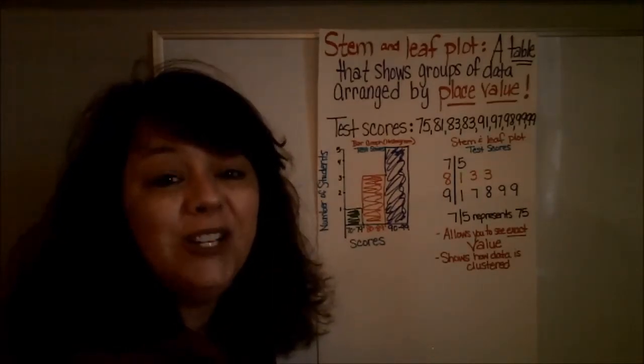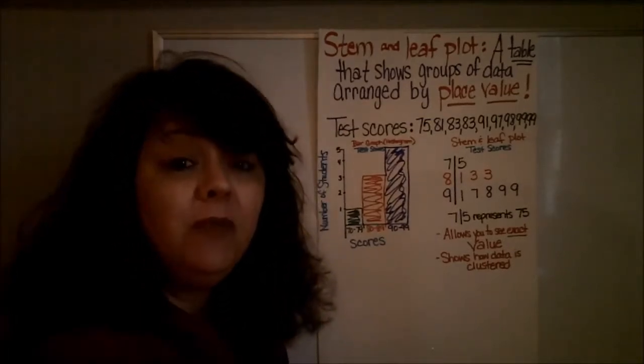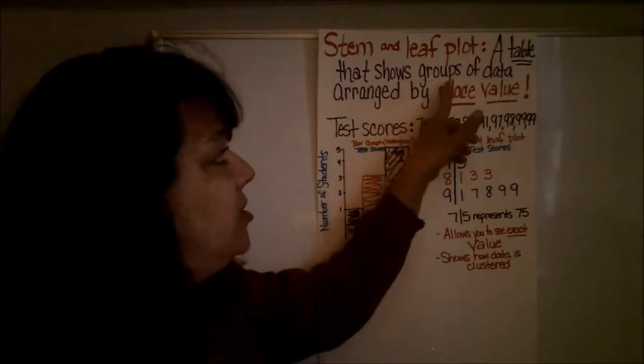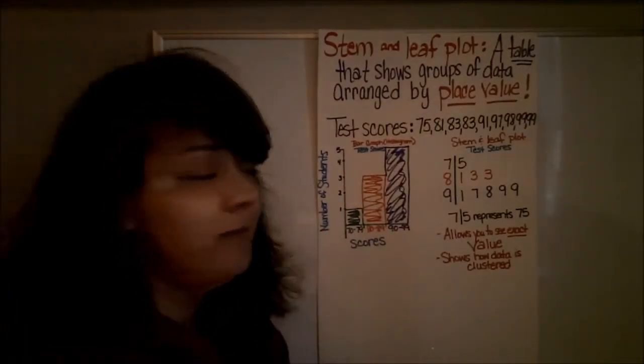Guys, tonight I'm going to talk to you about stem and leaf plots. A stem and leaf plot is something that we can use to interpret data. It's a table that shows groups of data that are arranged by place value.